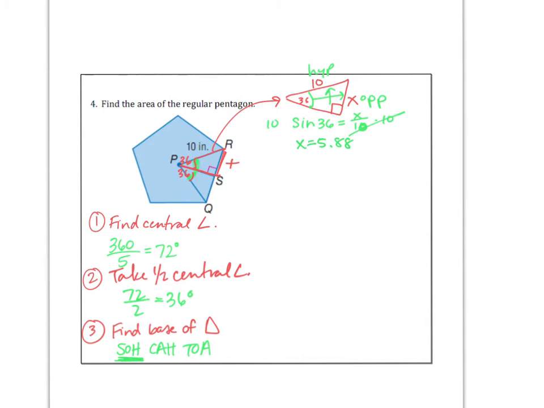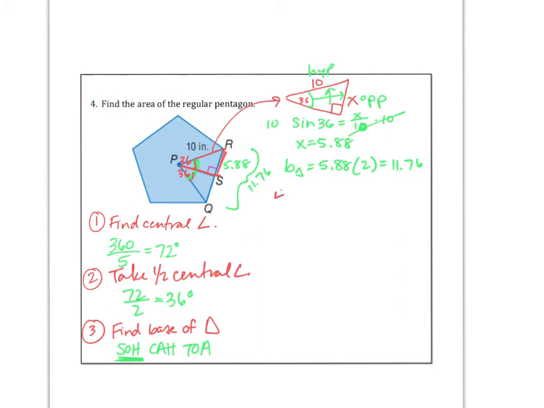So what we just figured out was this little distance right here from R to S is 5.88. But remember, the entire base goes from Q to R. So to get the entire base of the triangle, you're going to take 5.88 and double it. I believe that is 11.76. So 11.76 is the base of your triangle.